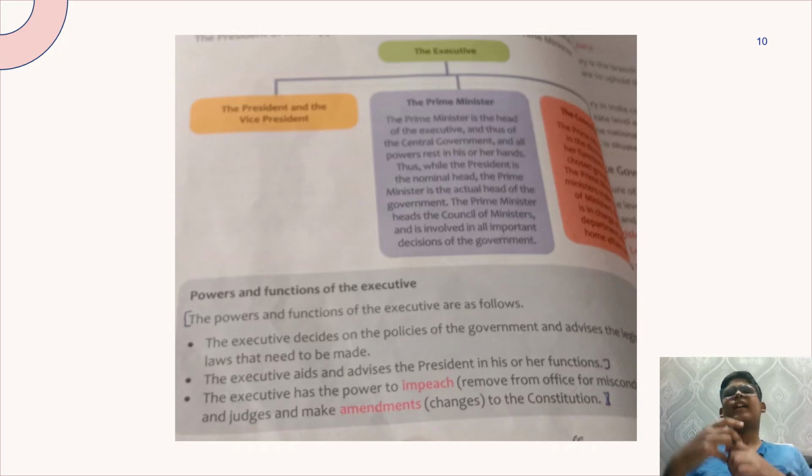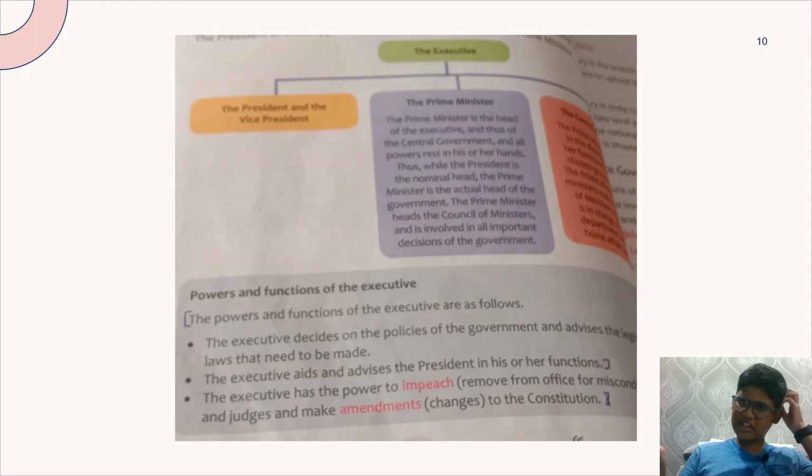So then we have the Council of Ministers. The Prime Minister makes his own specially chosen group of ministers for some works, because the Prime Minister can't do everything. So this group of selected ministers is called the Council of Ministers. They help assist the Prime Minister in his work.